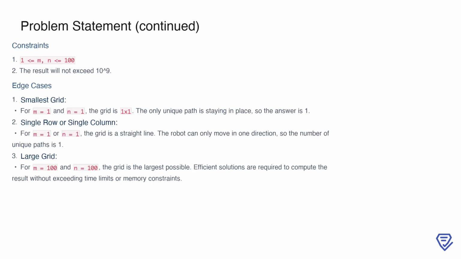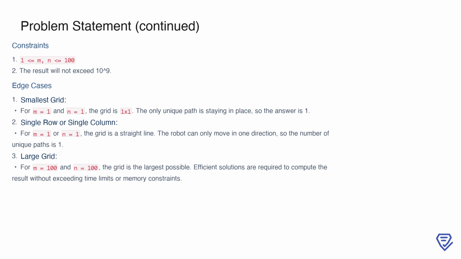Finally, there are a few important constraints and edge cases to consider. First, both m and n must be between 1 and 100. This ensures the grid size is manageable, but the number of unique paths can still grow very large, up to a maximum of 10 to the power of 9. For edge cases, if the grid is a single cell, such as when m and n are both 1, the only unique path is for the robot to stay in place, resulting in an output of 1.